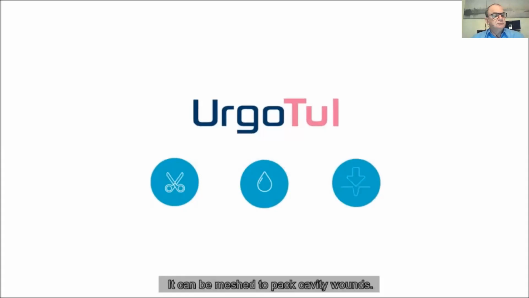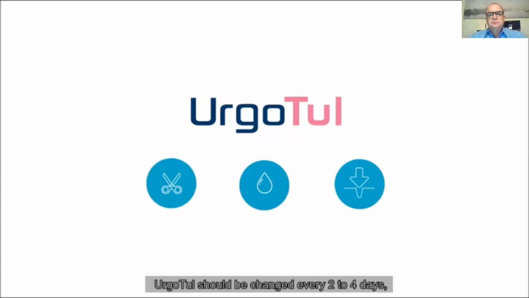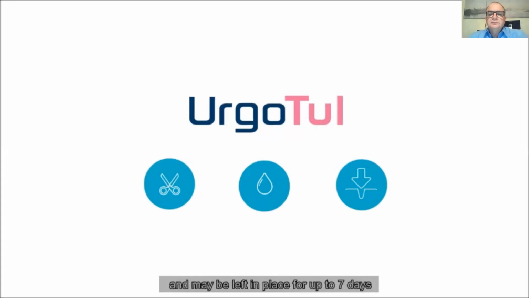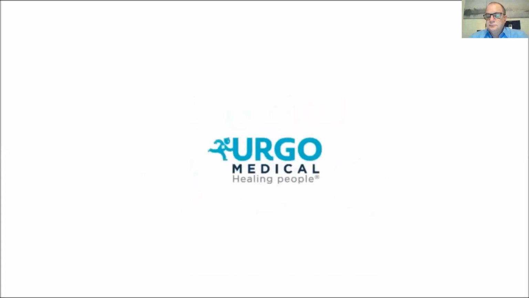Urgotul can be cut to fit the size of the wound. It can be meshed to pack cavity wounds. Frequency of change should be adapted to level of exudate. Urgotul should be changed every 2 to 4 days and may be left in place for up to 7 days depending on the wound condition and protocol.